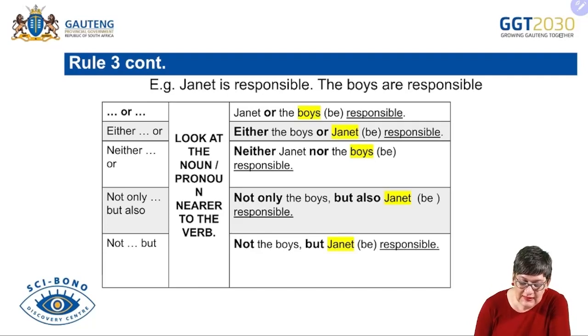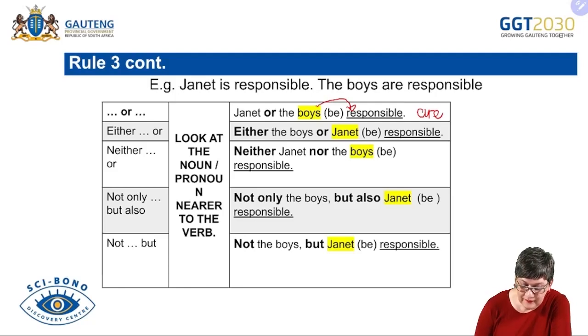Giving you here two sentences. Janet is responsible. The boys are responsible. Let me give you an example. If we use "or": Janet or the boys, what are we going to look at? We're going to look at the noun closest to the verb. The boys are responsible.